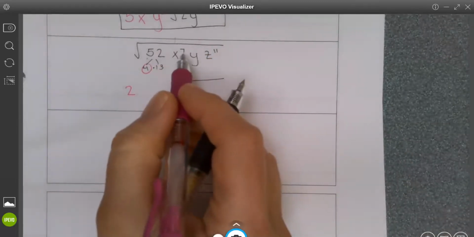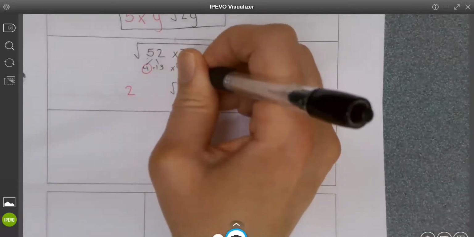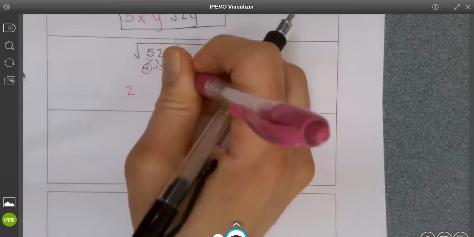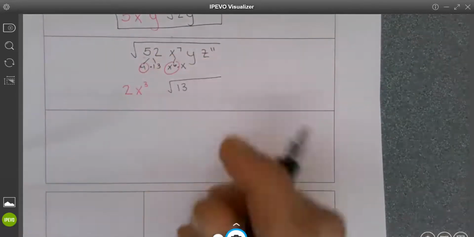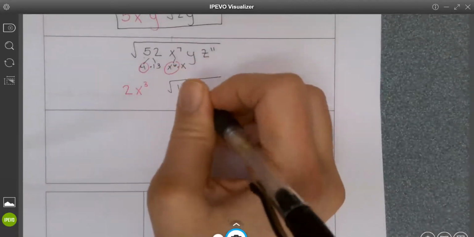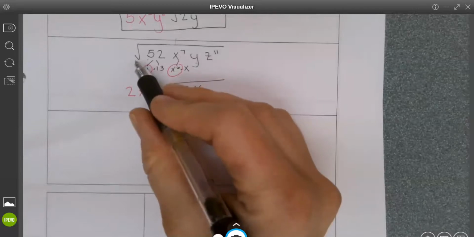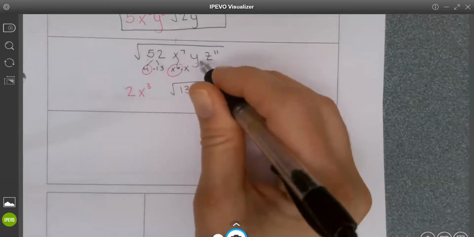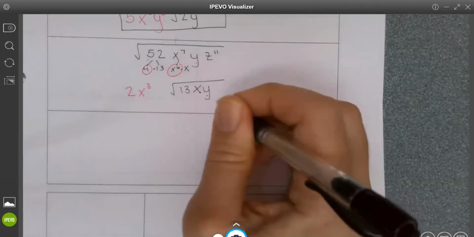Can't evenly take the square root of x to the 7th. So I'll break it into 6 and 1. And I can take the square root of x to the 6th. 6 divided by 2 would give me x cubed outside my radical, leaving this x in. I have y to the 1st. I can't take the square root of that evenly, and I can't break it apart. So it's going to stay in my radical. No breaking apart, nothing I can do there.